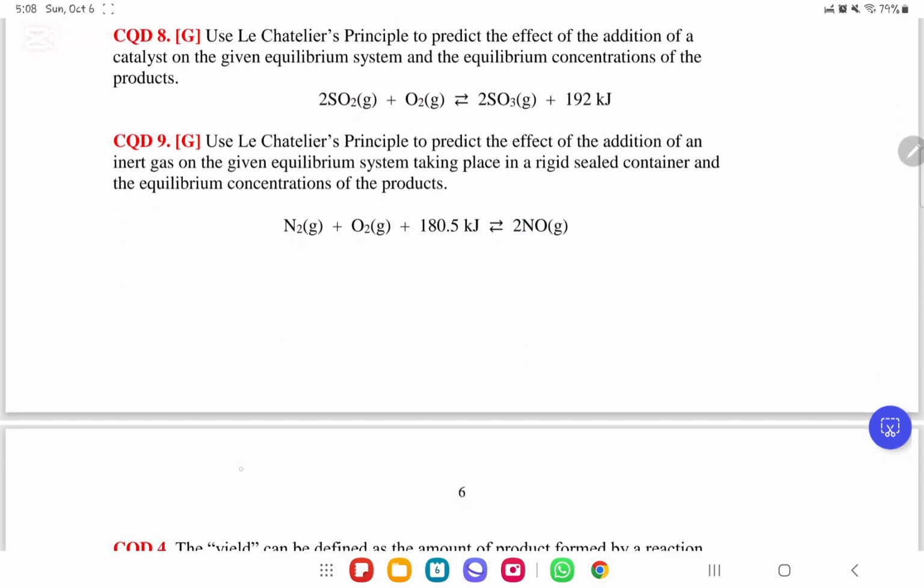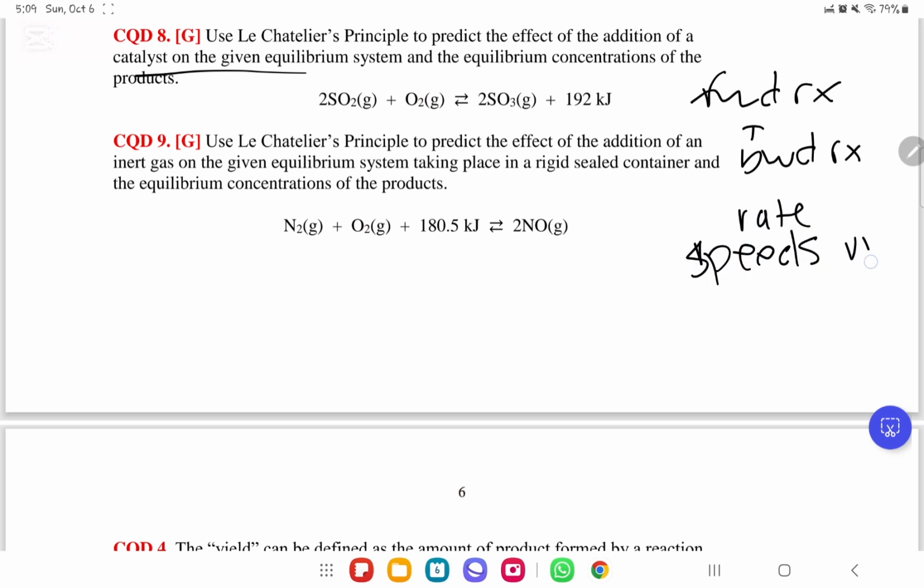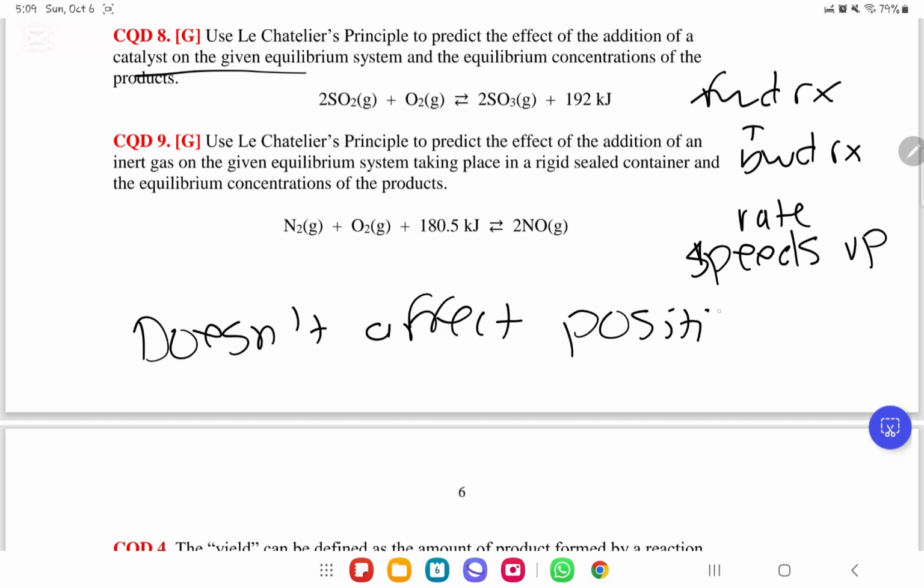Now, CQD 8. Use Le Chatelier's principle to predict the effect of the addition of a catalyst on the given equilibrium system and equilibrium concentrations. We said, if we add a catalyst, what will happen? The forward reaction and backward reaction rates speed up. Because they speed up, there will be a new path with a lower activation energy. Now, we said this catalyst doesn't affect the position of equilibrium.